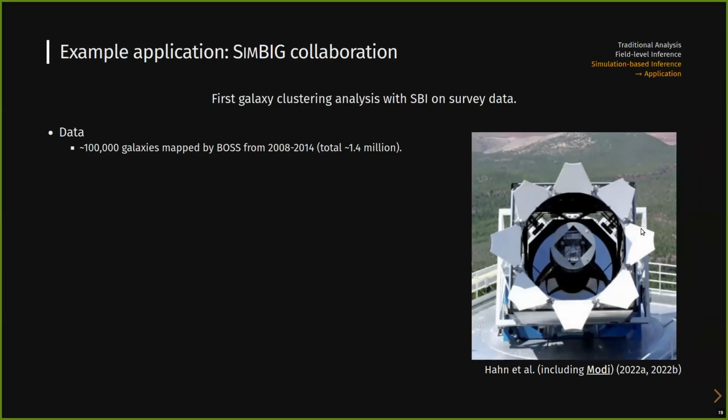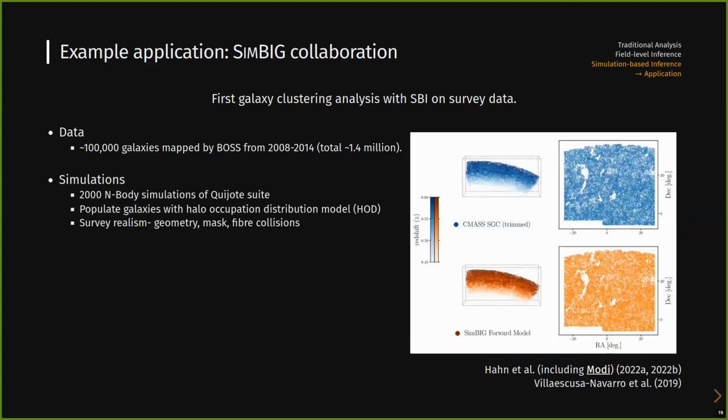So recently we put this into practice with the SimBIG collaboration, where we did the first galaxy clustering analysis using simulation-based inference on survey data. This was done with the SimBIG collaboration, which is led by ChangHoon Hahn, who's also here, and Elena Massara, who's also a part of this. And the data we analyzed here was 10,000 galaxies mapped by the BOSS survey. The simulations we used were 2,000 Quijote simulations. We populated them with a halo occupation distribution to put in galaxies. And then we included survey realism like geometry, mask, fiber collisions. This is essentially what the true data looks like. This is what our simulated data looked like.